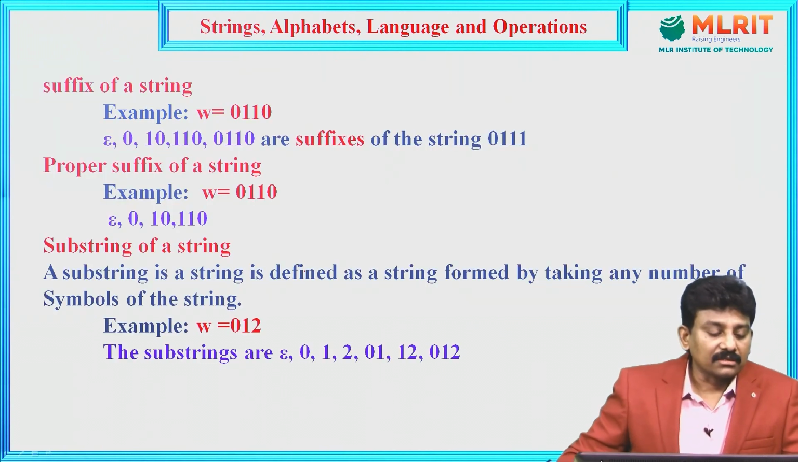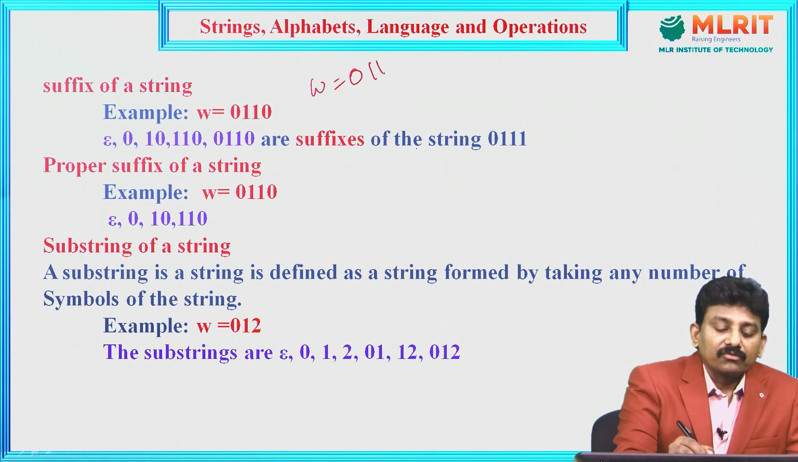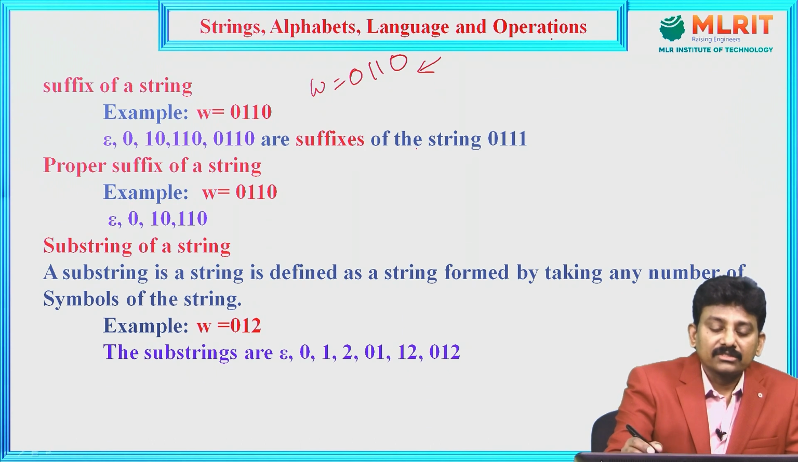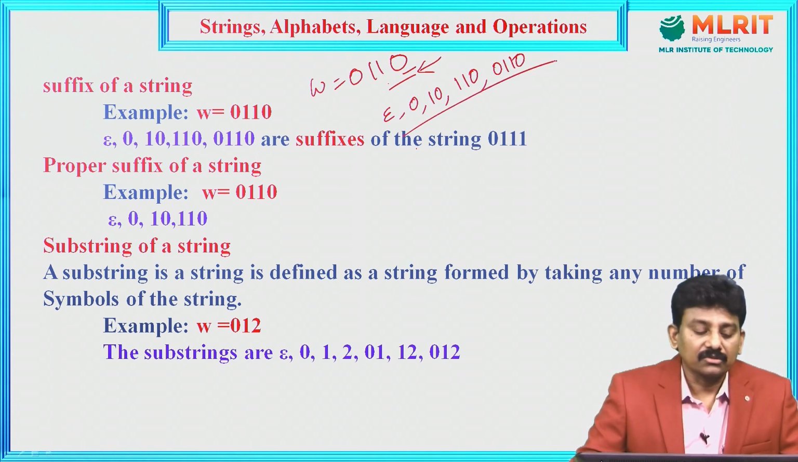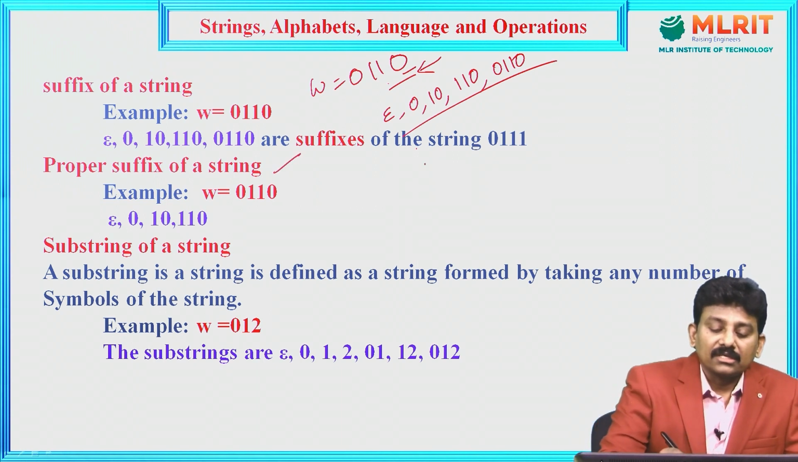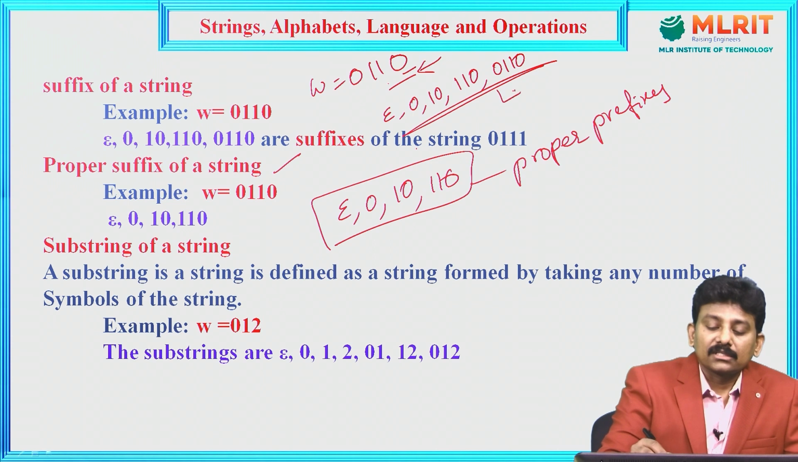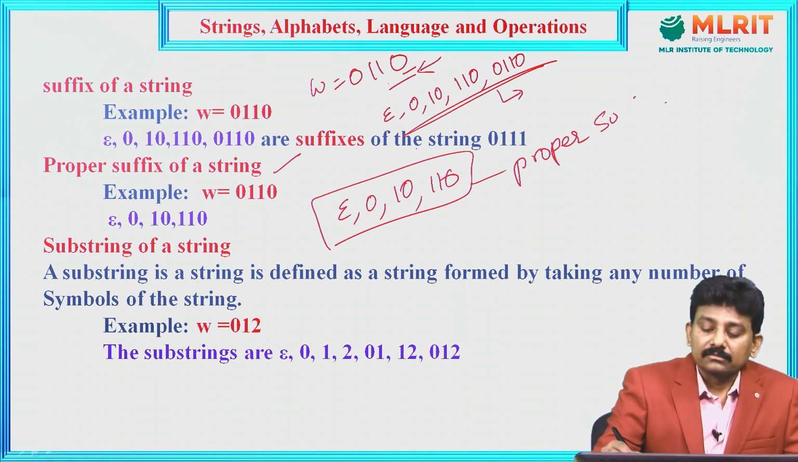Next, suffix of a string. For example, W is equal to 0, 1, 1, 0. Suffixes means we are taking symbols from the right side of the string. So epsilon is there, and 0, then 1 0, then 1 1 0, then 0 1 1 0. These are the suffixes of the string W, 0 1 1 0. Proper suffixes of the string: we take all the suffixes of the string excluding the string itself. Epsilon, 0, 1 0, 1 1 0. These are the proper suffixes.